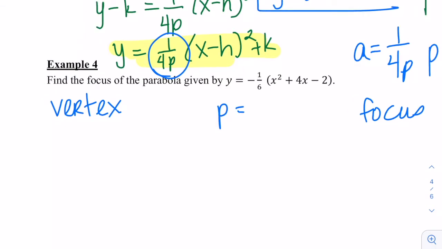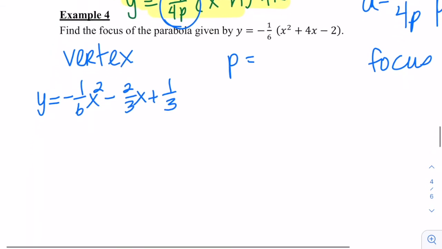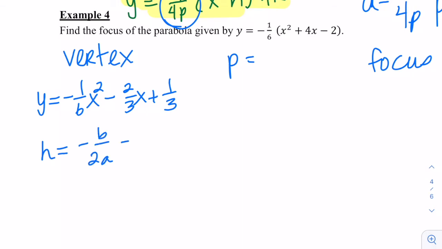I'm just going to simplify that equation. So we have y equals negative 1/6 x squared minus 2/3 x plus 1/3. We know that for the vertex, h equals negative b over 2a. So that's going to be negative, well, that's just 2/3 over 2 times negative 1/6. So that's 2/3 over 1/3. So that's just going to be negative 2.